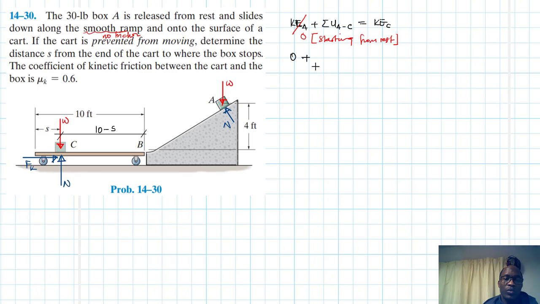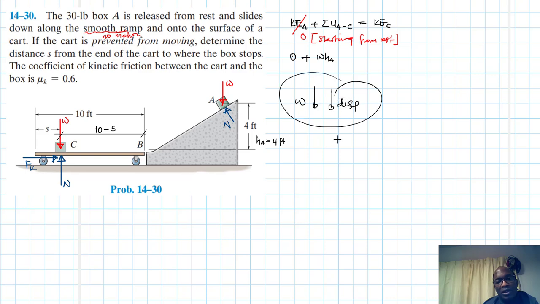Here we have the work due to the weight, which is just W times hA. Let me call this hA. We have the weight, and my hA here is equal to 4 feet. So I have the weight going down and the displacement in the same direction. This gives me positive work for the weight. Is that okay? Of course.